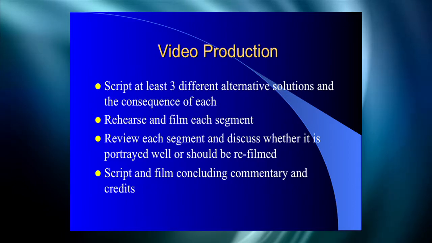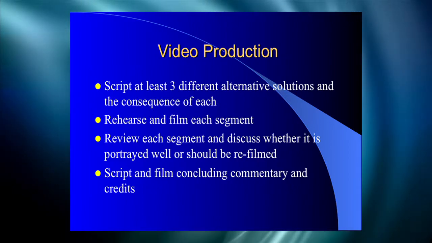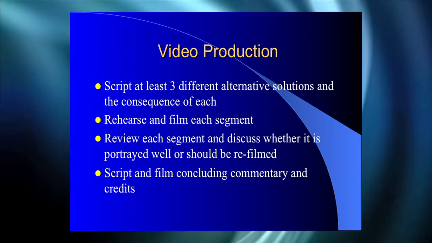So we script at least 3 different alternative solutions and the consequences of each. Over time, we've gone more and more to talking about having those 3 alternative solutions ideally be variations of competent solutions. Although I'm going to show you an example or two where that's not true, but where you have some other range. But in general, I would go with competent solutions that are being enacted.